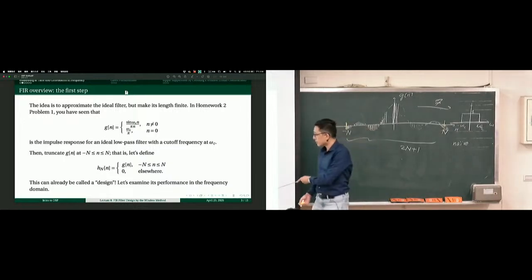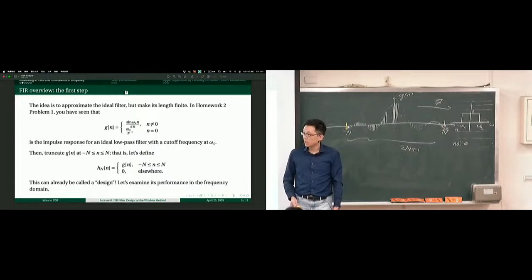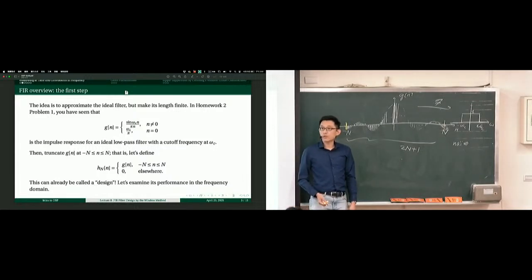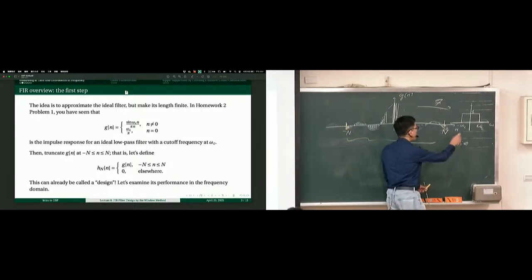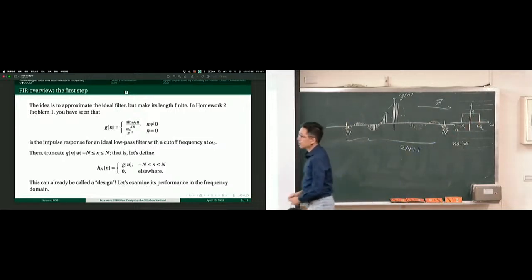Next we should examine the performance in the frequency domain. This is not going to be ideal anymore. So what's the resulting frequency response? That's the question we are asking. It's not going to be ideal anymore, but how much does it deviate from ideal? I may need to draw a bigger picture. I think I do.